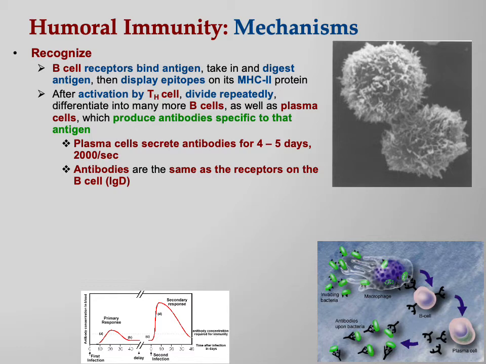So after activation by a T helper cell, B cells will divide repeatedly and differentiate into many more B cells as well as plasma cells, which produce antibodies specific to that antigen.